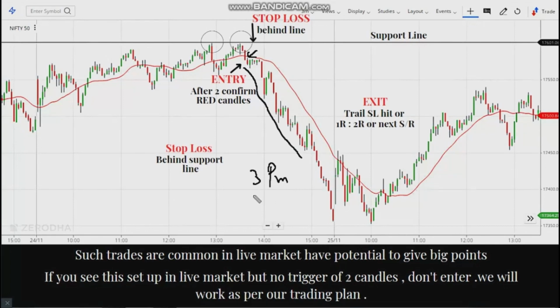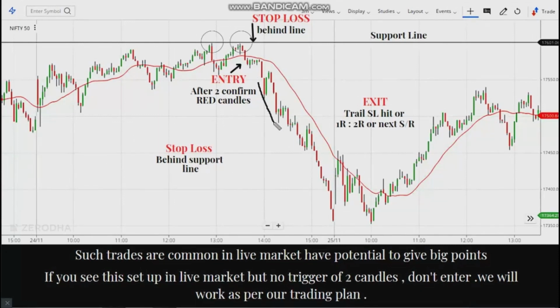or if the next support or resistance is there. In this case, if there is any support coming, we close exactly before the support, and 1:2 risk reward ratio is also one of the exits. If you are keeping a stop loss, as I have already told you, of 10 rupees, then you have to take 20 rupees as a reward. You can exit there also.